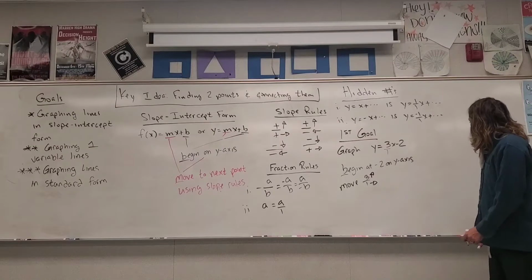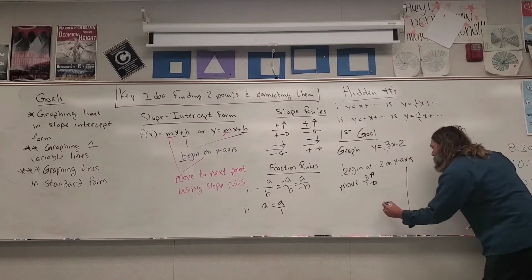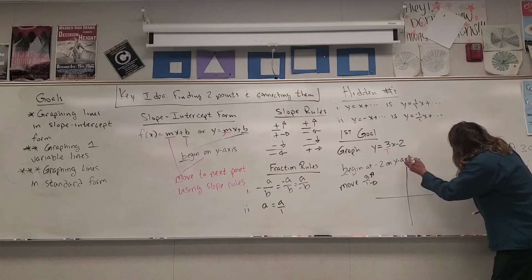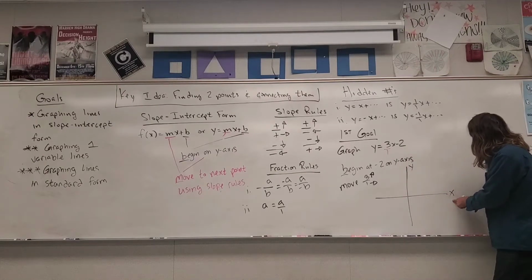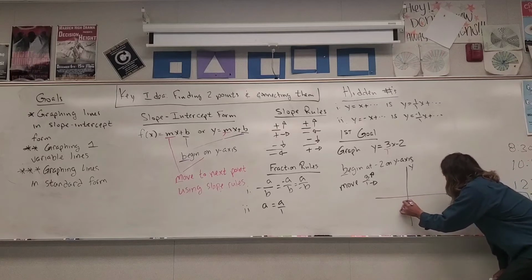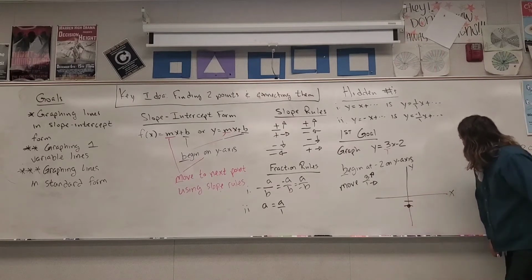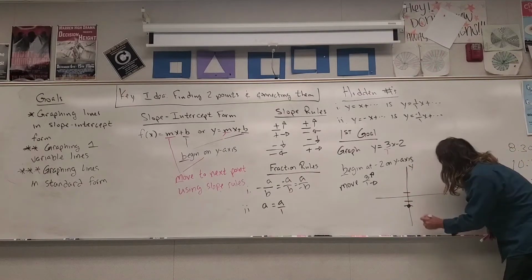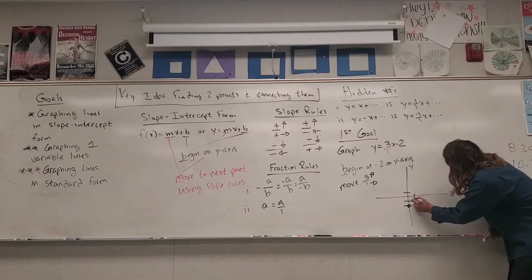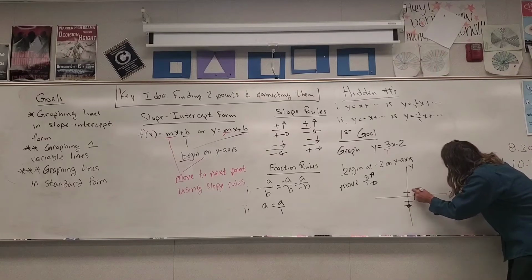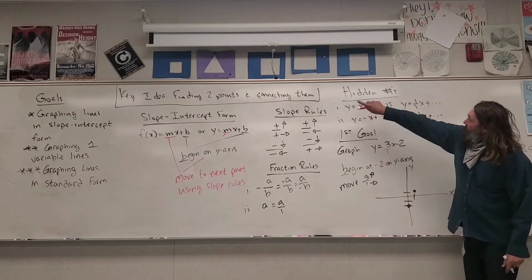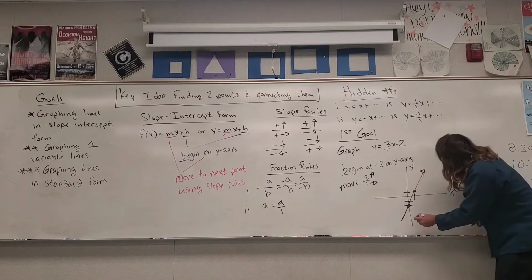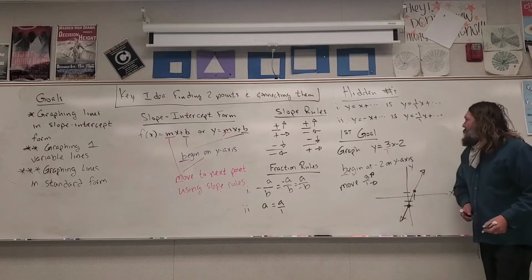So let me draw my graph here. I begin at negative 2 on the y-axis. Remember, this is my y-axis, the vertical one. This is my x-axis, the horizontal one. And I begin at negative 2. From negative 2, I rise up 3. So I go up 3, 1, 2, 3. And I run 1 to the right. So 1, 2, 3 up, 1 to the right. I'm right here. I'm finding 2 points, and now I'm going to connect them. And I have just graphed a line in slope-intercept form.